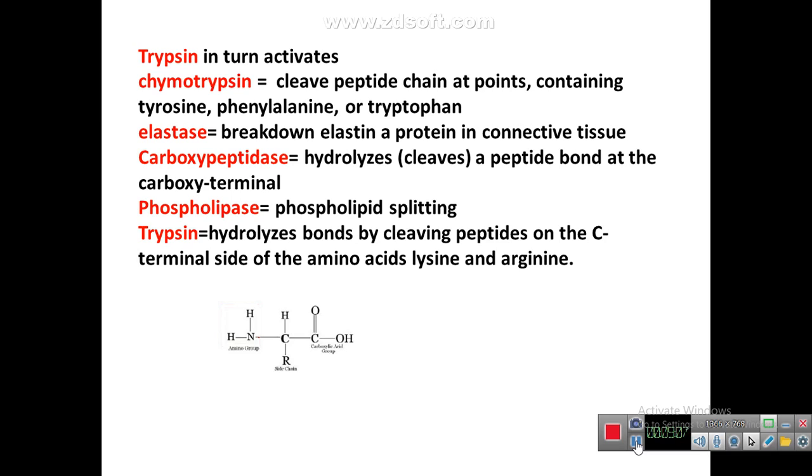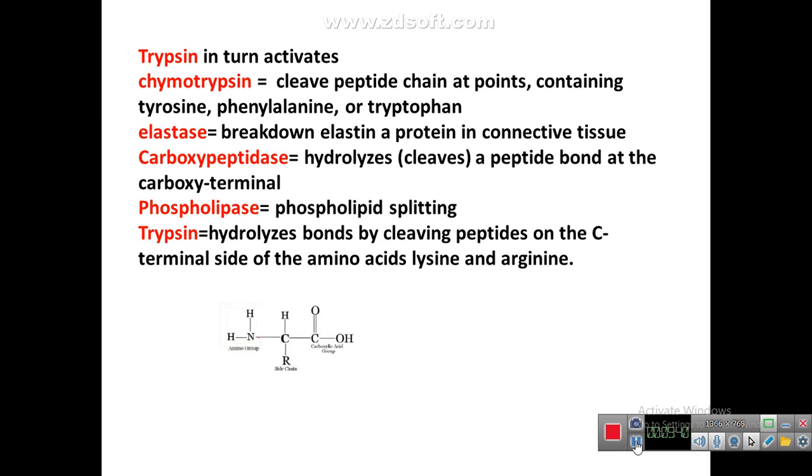Terminal refers to the end. Carboxy terminal means this is the structure of the amino acid alpha carbon, to which 4 different groups are attached: hydrogen, amino, alkyl and carboxyl. In a polypeptide chain, when cleavage occurs at this carboxyl end, that is performed by the enzyme carboxypeptidase. Phospholipase helps in phospholipid splitting, and trypsin.